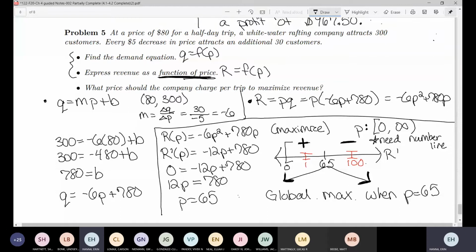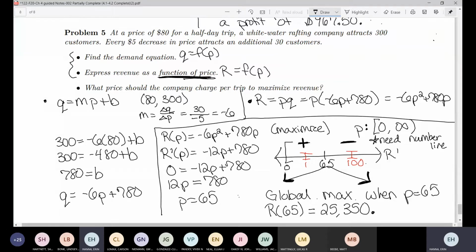Technically, in terms of answering that question, that was enough because they just asked what price should the company charge. So we could have just stopped at the 65, but I'm going to go ahead and figure out what the actual revenue is. I'm going to regret this because I have to use my clunky calculator. -6 times 65 squared plus 780 times 65, back into the original revenue function. So revenue at 65, we weren't actually asked for, but I found it anyway, is 25,350.